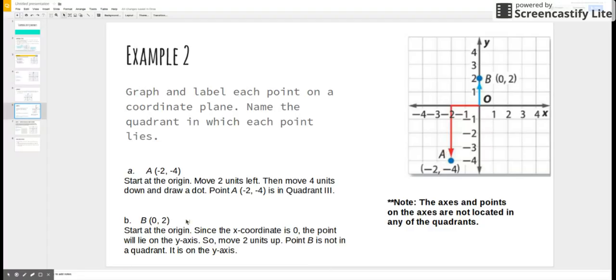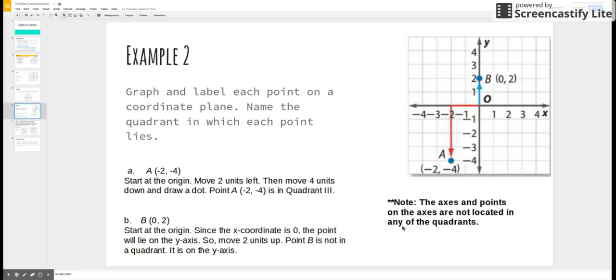So let's look at B, 0, 2. Our x-coordinate is 0. We start at 0. We don't go anywhere across. Our y-coordinate is 2, so we go up 2. So B is 0, 2. Well, point B is not in a quadrant. It is actually on the y-axis. So it's actually on this line right here. This is the y-axis.